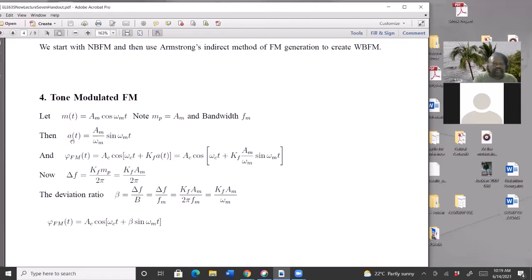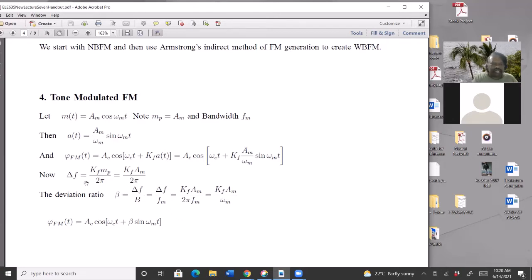Now, when you integrate this, remember A of t is the integral, so A sub m over omega m comes down, and cosine becomes sine. So we know how the FM modulated wave looks. It is A sub c cos omega c t plus K sub f A of t. A of t is the integrated signal. So I go here, and for A of t, I substitute this in and I get this.